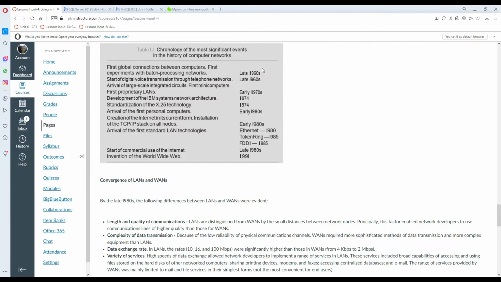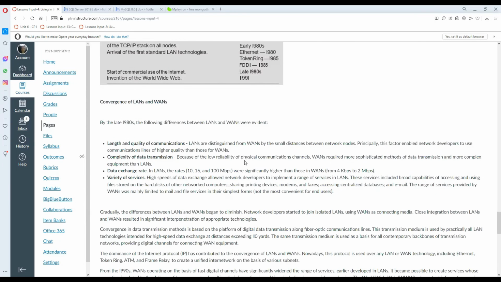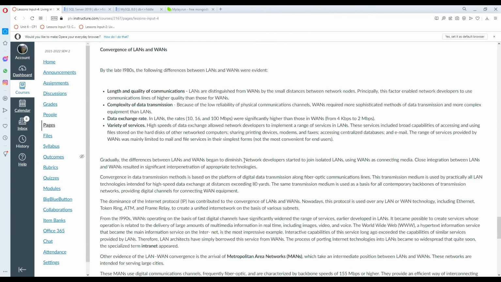So from the late 60s to 1991. Convergence of LAN and WAN. By the late 80s, the following differences between LANs and WANs were evident. Link and communication quality: LANs are distinguished from WANs by small distances between network nodes. Principally, this factor enabled network developers to use communication lines of higher quality than those for WANs. Complexity of data transmission: because of the low reliability of physical communication channels, WANs once required more sophisticated methods of data transmission and more complex equipment than LAN data exchange.